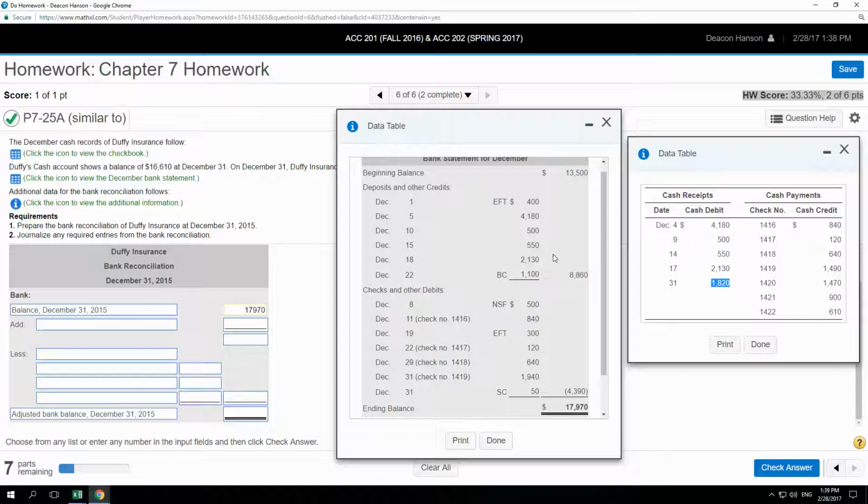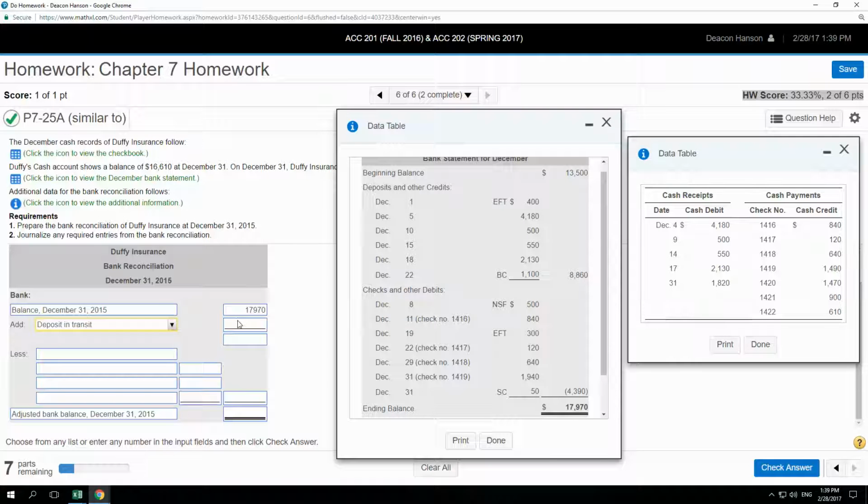The bank's not showing that. So I've just identified what we call a deposit in transit, meaning that I made that deposit on the last day of the month, but it didn't clear the bank yet, because on the bank's statement as of December 31st, it has not cleared. It's not going to be part of this 17,970 balance because the bank's not showing it as a credit to the account. So I need to add that.